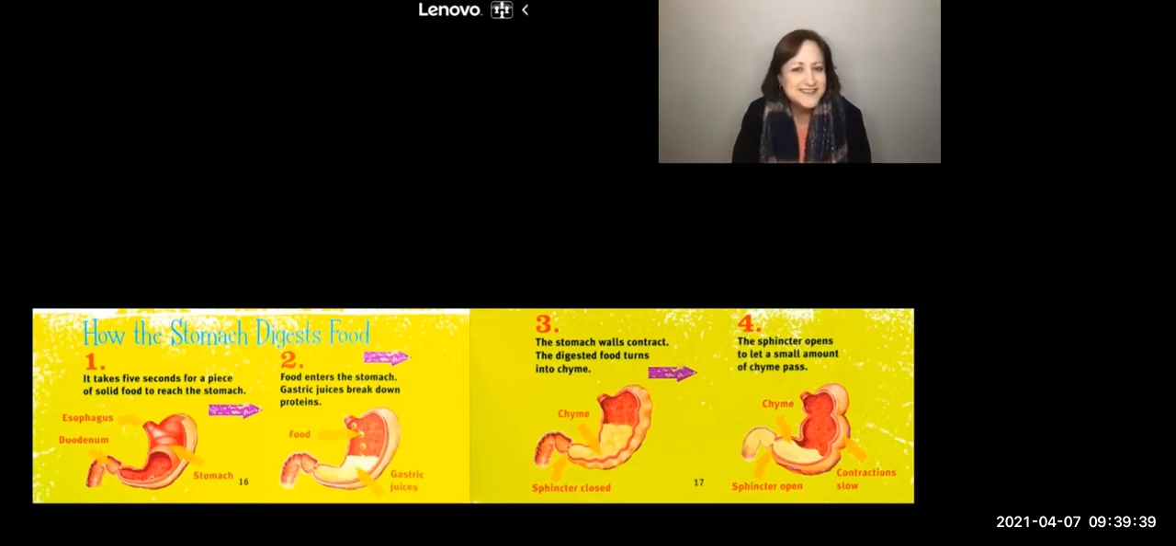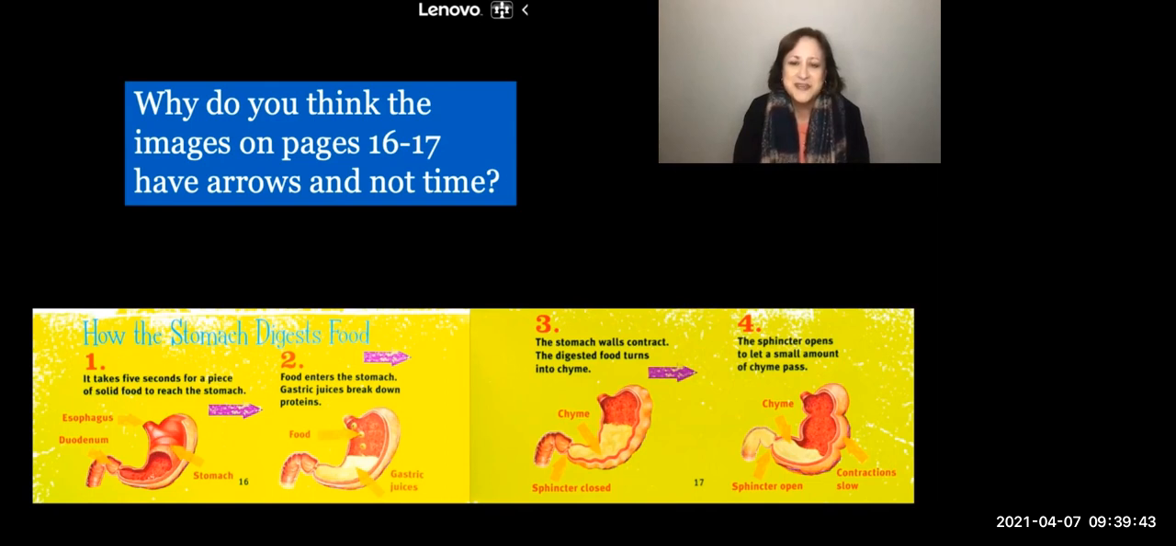I have another challenge question for you, powerful thinkers. Why do you think the images on pages 16 through 17 have arrows and not time? Pause here to study the images closely, to think about why there are arrows and not time. Chat about it with a learning partner or jot down your thinking. Just hit play when you're ready to continue.